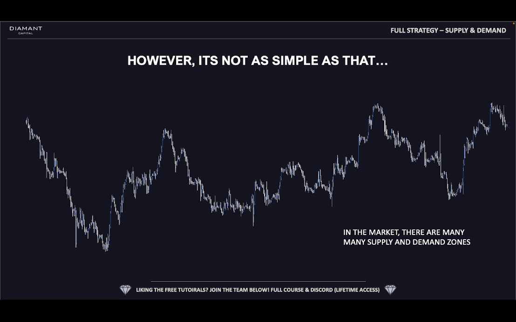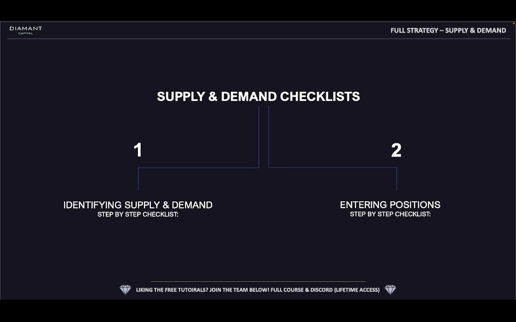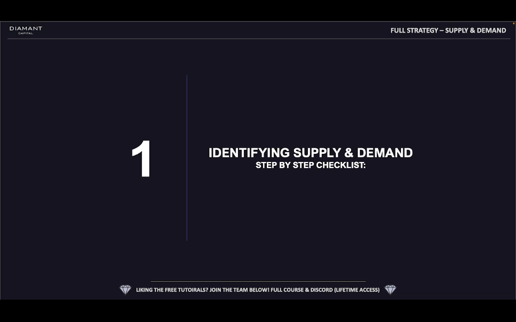How do we identify the better supply and demand areas? Now, what you need for this is a checklist, step by step, looking into, first of all, how we actually identify supply and demand zones, and then secondly, how we actually enter these positions. Because of course, you can have the best checklist in the world, you might be so well prepared for all these positions, but when you actually get into the nitty-gritty of it and you want to enter positions, if we're not entering them, we're not making money out of the forex market.